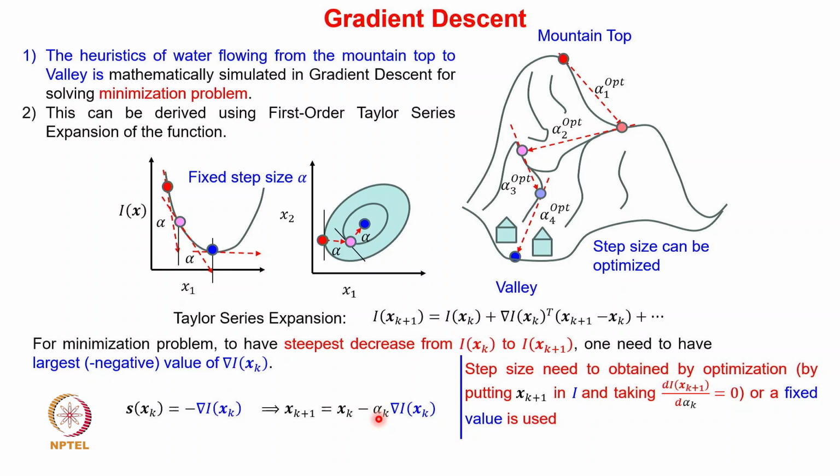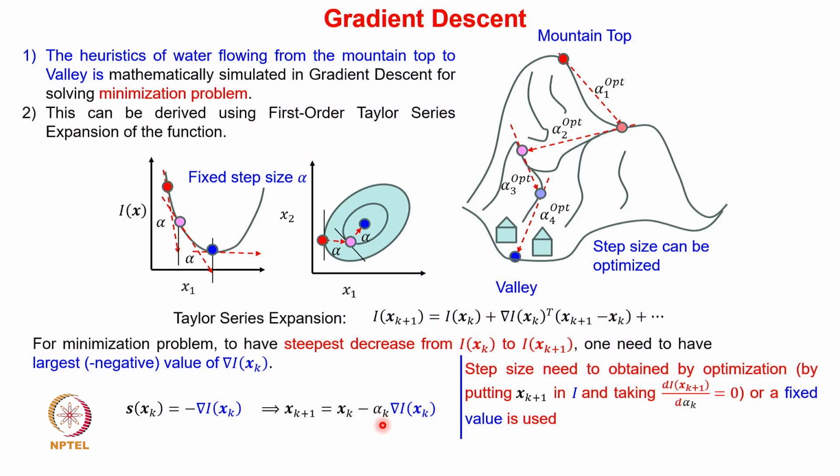We can find this alpha k value optimally in each iteration, or we can use a fixed value of alpha k. When we use a fixed value of alpha k, we will require more iterations, isn't it? Because the same fixed value of alpha k is used in every iteration. But if we use an optimum value of alpha k, we need to find this optimum value in each iteration, and therefore one more additional step of optimization is required in each iteration.